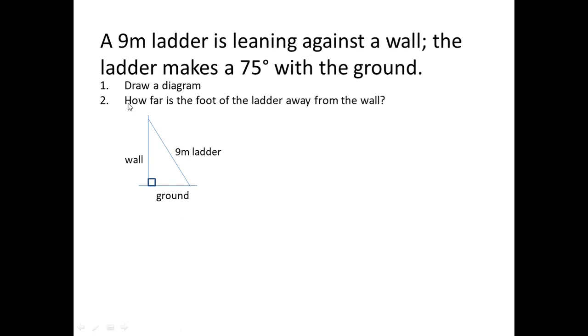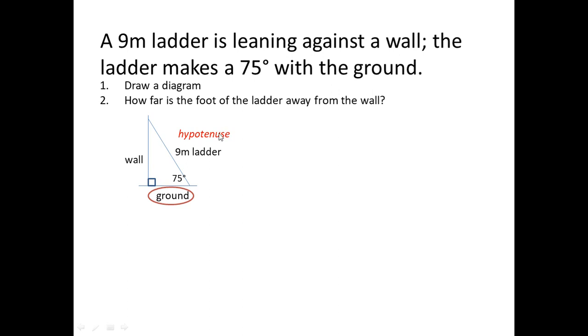The second part of the question is asking us to find how far the foot of the ladder is from the wall. So the foot of the ladder would imply that we're looking down here, and we want to know how far away it is from the wall. So ultimately, I need to find the distance along the ground. I also threw in 75 here because it tells me that the ladder makes a 75-degree angle with the ground.